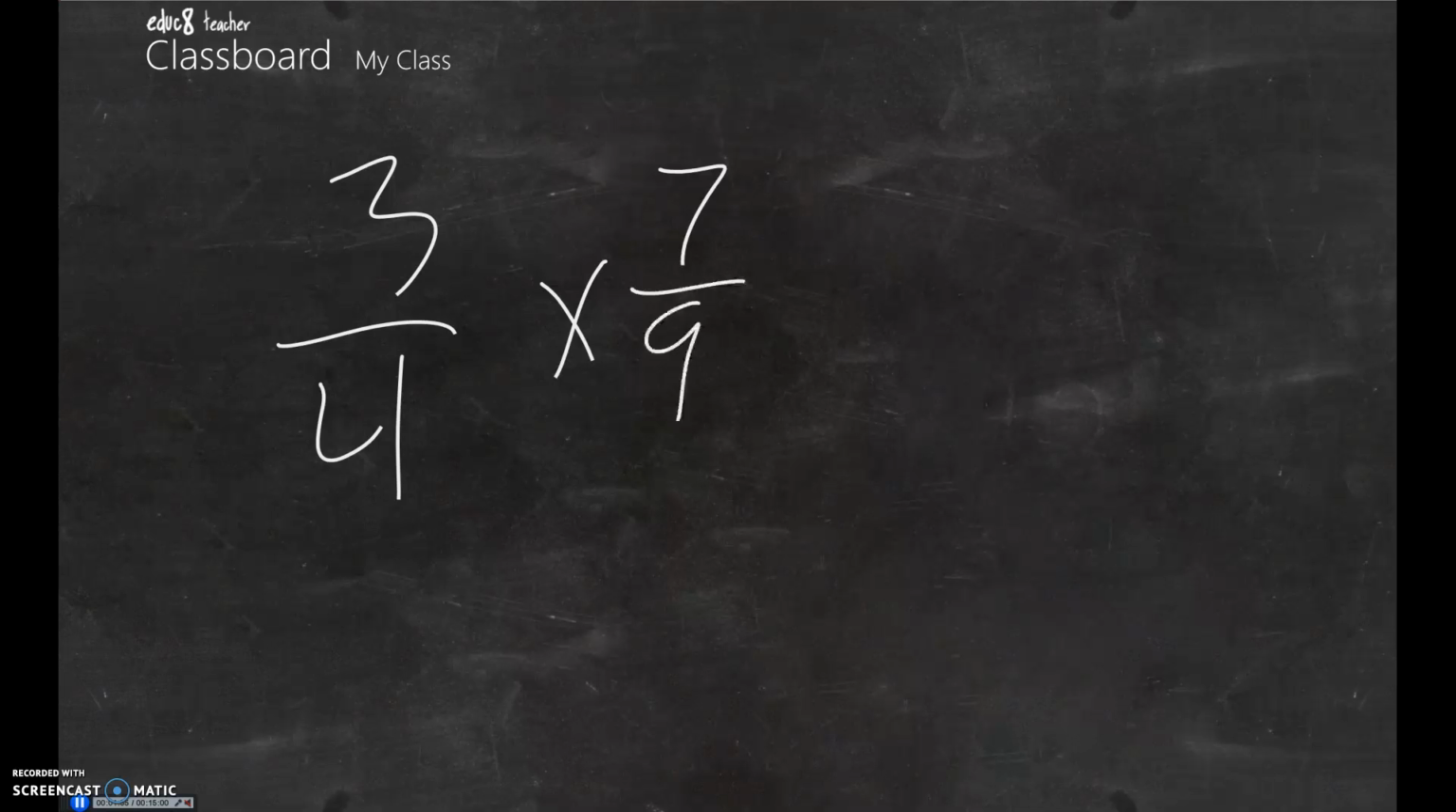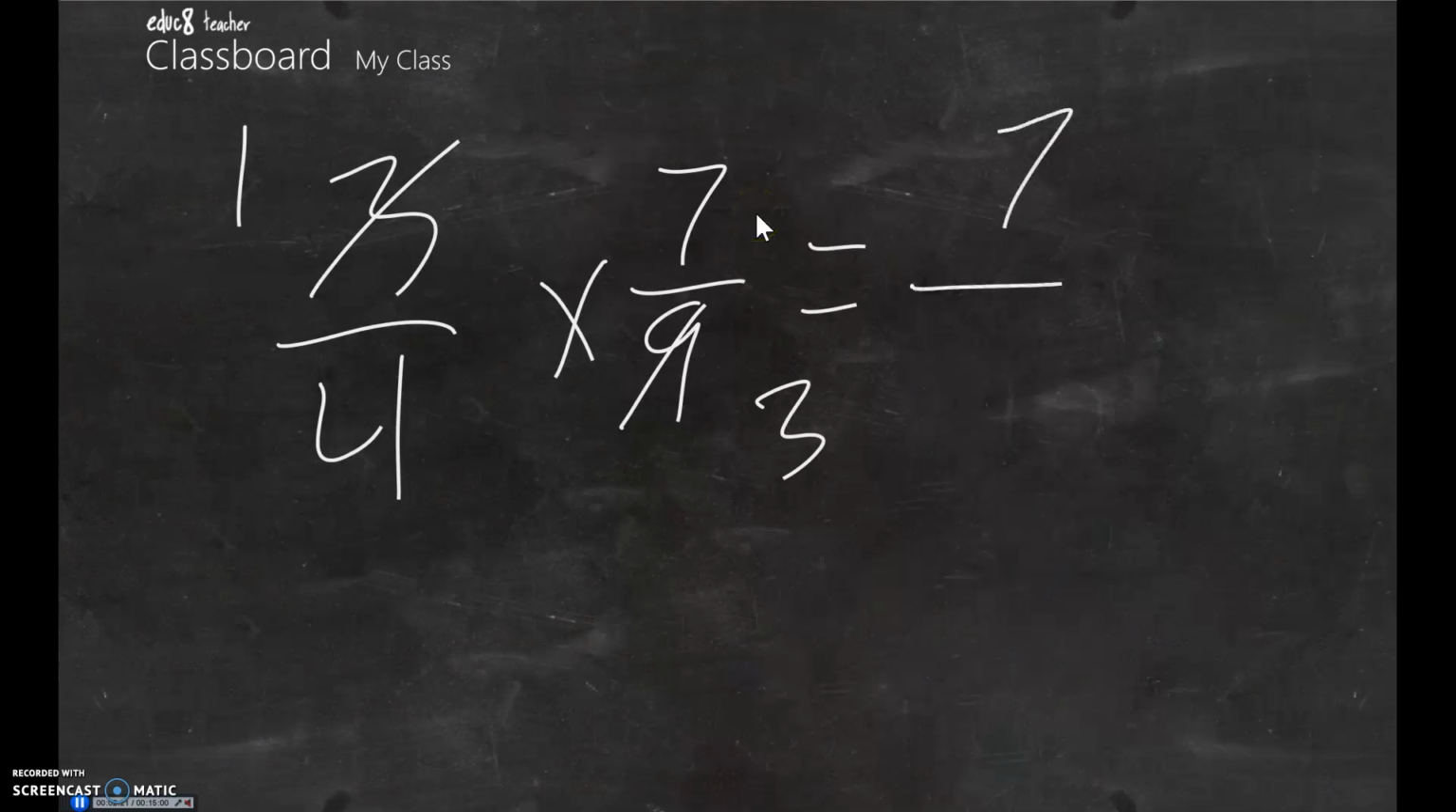All right, number 2. We have 3/4 times 7/9. We are going to cross reduce this. Let's start with 3 and 9. What's the greatest common factor between the two? 3. So we take 3 out of this one, that leaves us with 1. 3 out of this one, that leaves us with 3. What about 4 and 7? No, so we're going to have to just multiply now. 1 times 7 is 7. 4 times 3 is 12. Easy peasy, right?